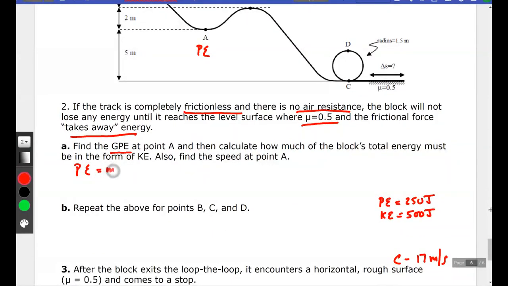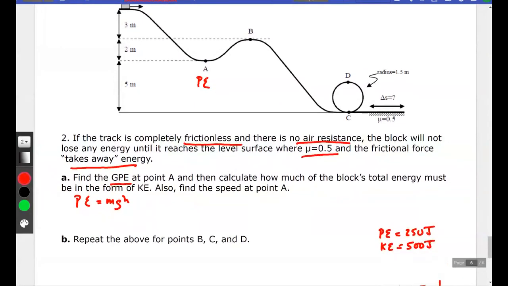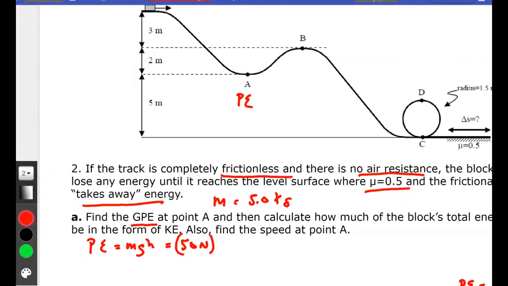Well, it's just mgh. M times g, still a 5 kilogram block. Do you remember that? 5.0 kg block. So it's 5 times 10 is 50 newtons, times the height, which is given right here as 5 meters. So it's 250 joules is the PE.